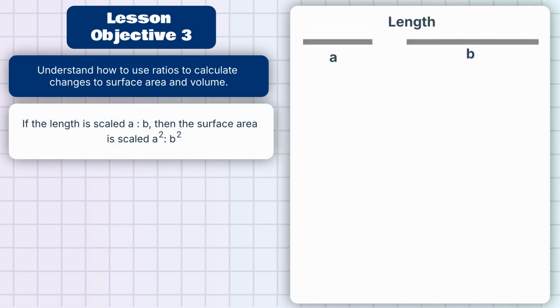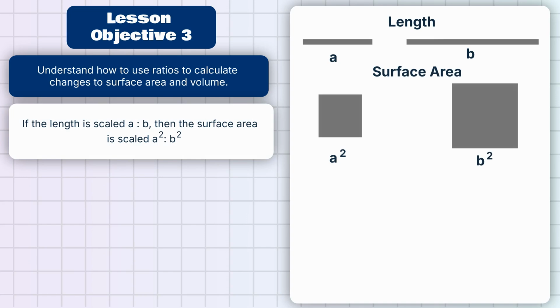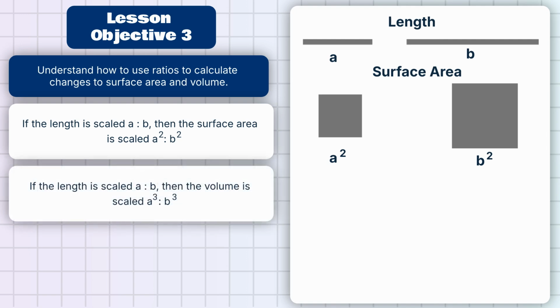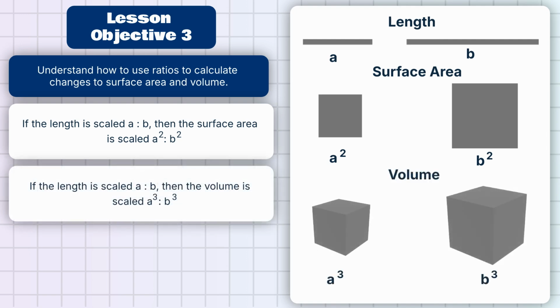If the length is scaled by a to b, then the surface area is scaled by a squared to b squared. Additionally, if the length is scaled by a to b, then the volume is scaled by a cubed to b cubed. For example, a shape scaled by a factor of 2 to 5 would have surface areas in the ratio of 4 to 25 and volumes in the ratio of 8 to 125.